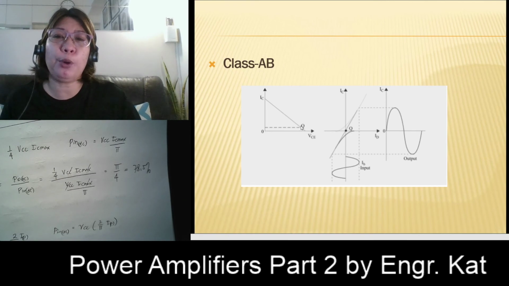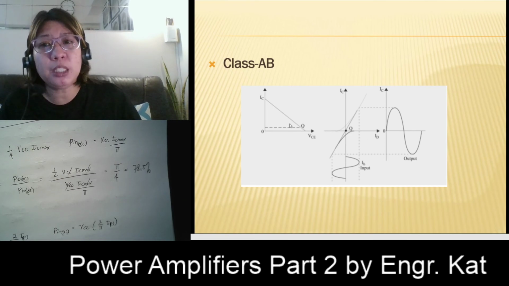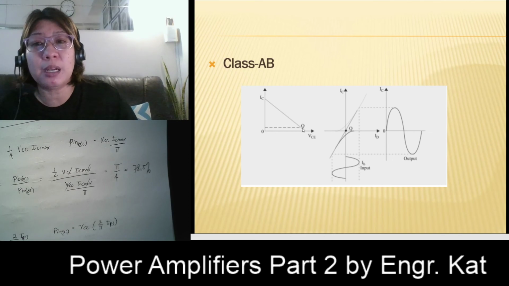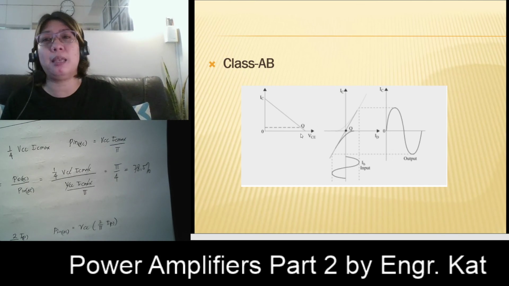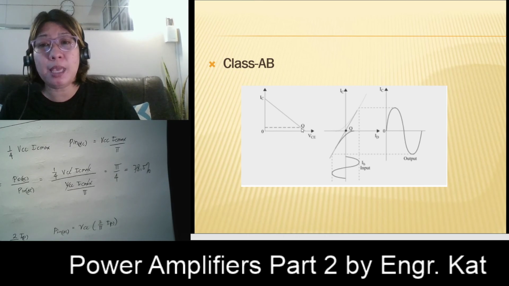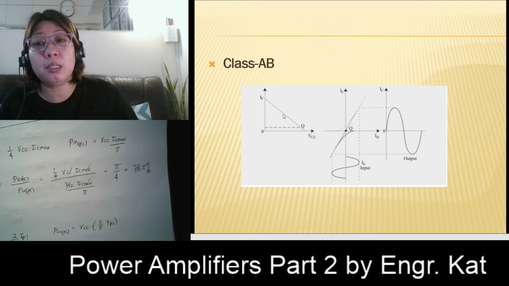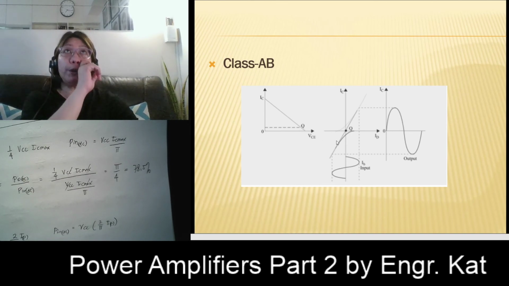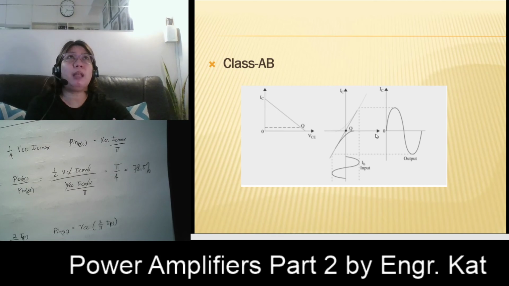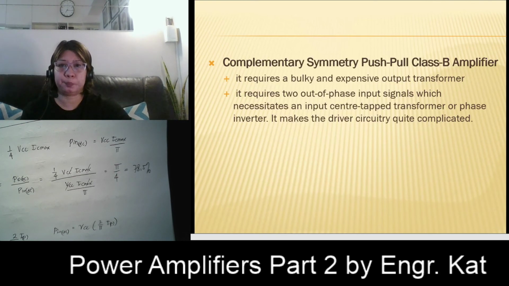And since the Q point is placed between the center and the cutoff region, we call this biasing class AB, because we place the Q point between the center, which is class A, and the cutoff, which is class B. So the efficiency is somewhat lower than 78.5%, but it removes the problem of the crossover distortion.